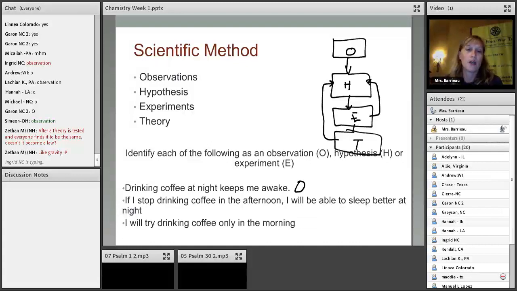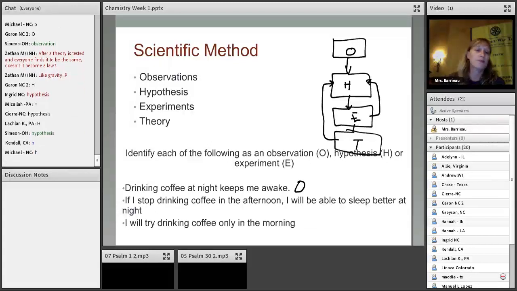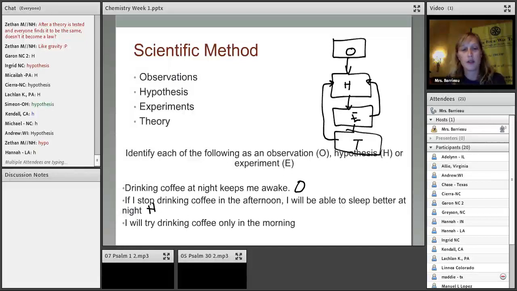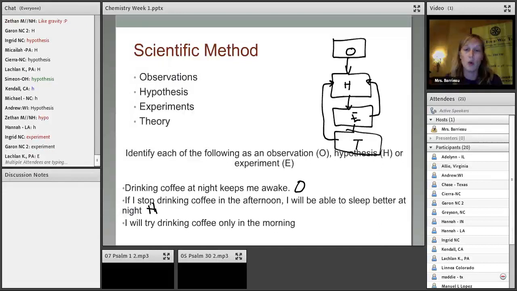All right, so drinking coffee at night keeps me awake, that's an observation. So if I stop drinking coffee in the afternoon, I will be able to sleep better at night. What would that be? That's right, that would be our hypothesis. It is proposing a statement, okay? I will try drinking coffee only in the morning, okay? And that would be the experiment.